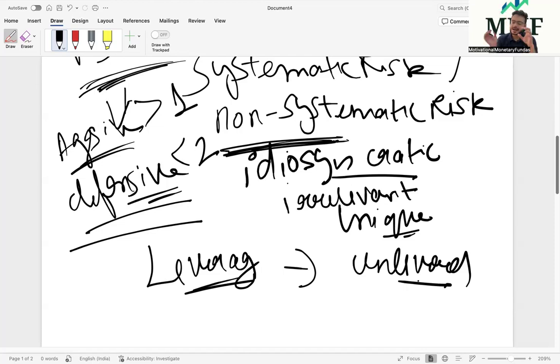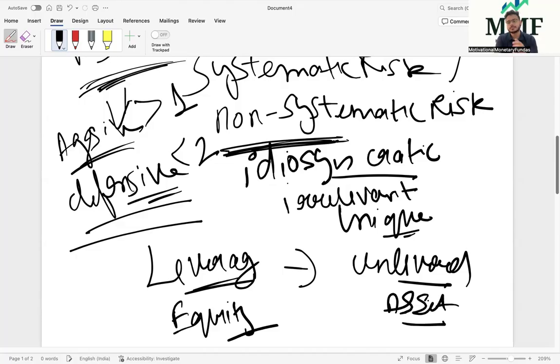So levered beta has the component of debt. It includes the company's debt. Levered beta is also called equity beta. Unlevered beta is called asset beta.